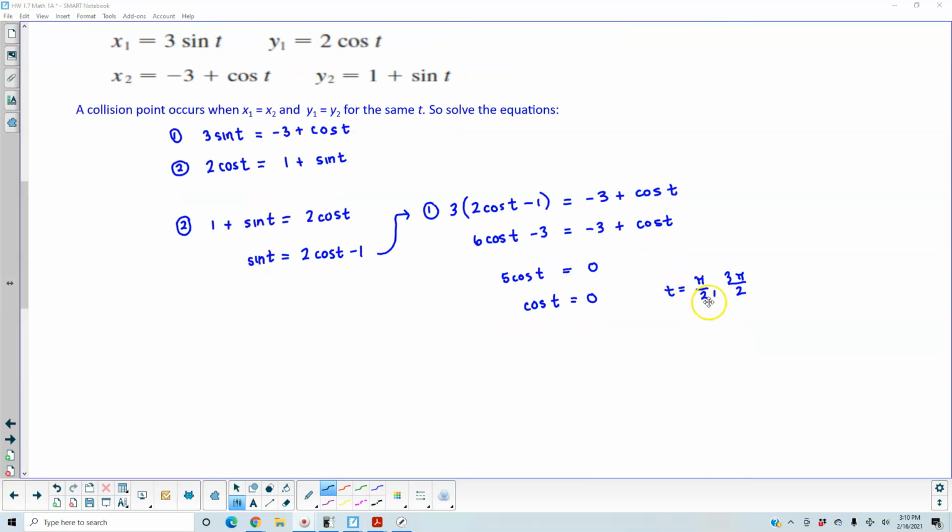So now let's check for pi over 2. So if we check for when t is equal to pi over 2, for equation 1, we should have 3 times the sine of pi over 2, and that's equal to negative 3 plus the cosine of pi over 2.